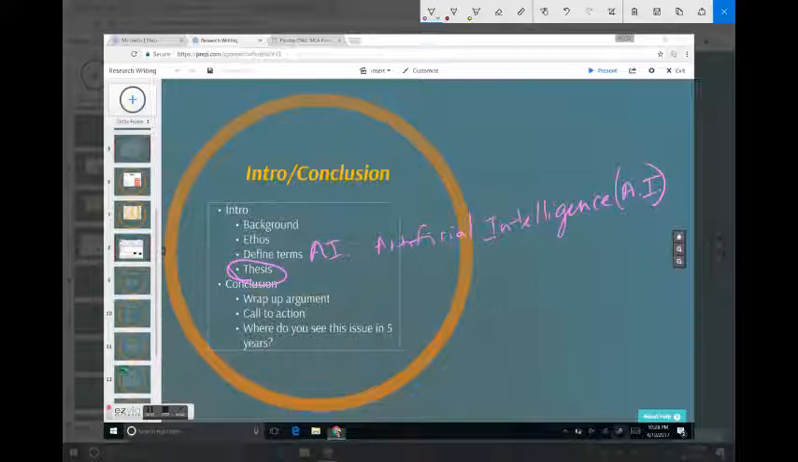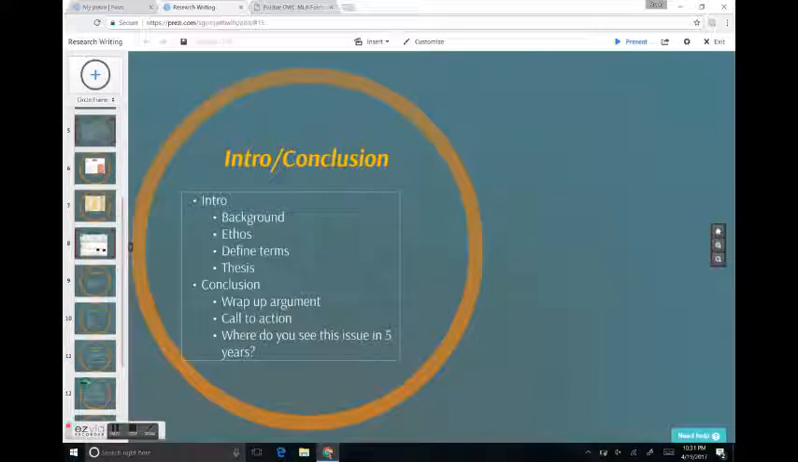And another option that I don't have actually listed on here is some kind of call to research. That is, was there some place you felt like there wasn't enough information and you think that more research needs to be done before we can make a decision in some particular area? So there's some ideas for the intro and conclusion. Now we're going to talk about the body of the paper.